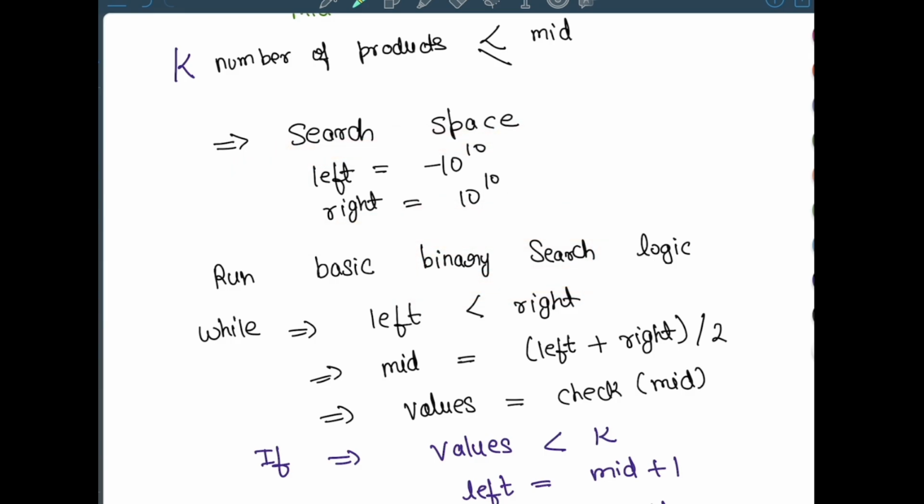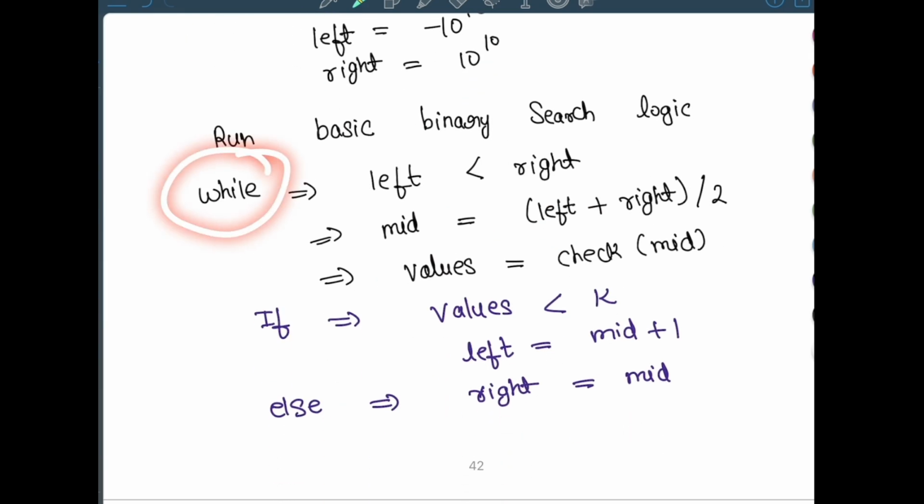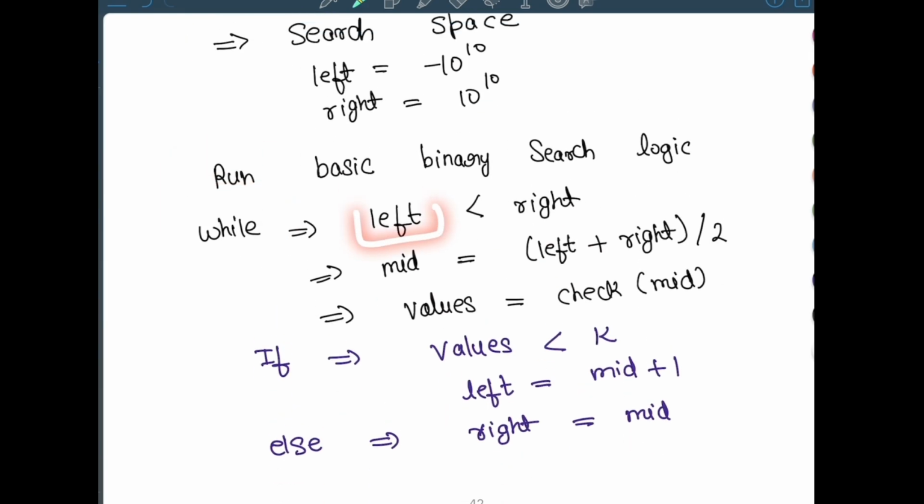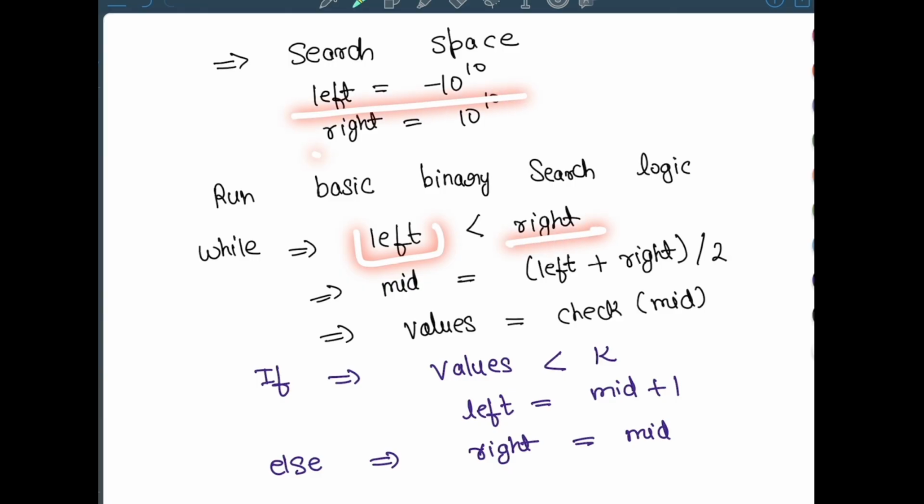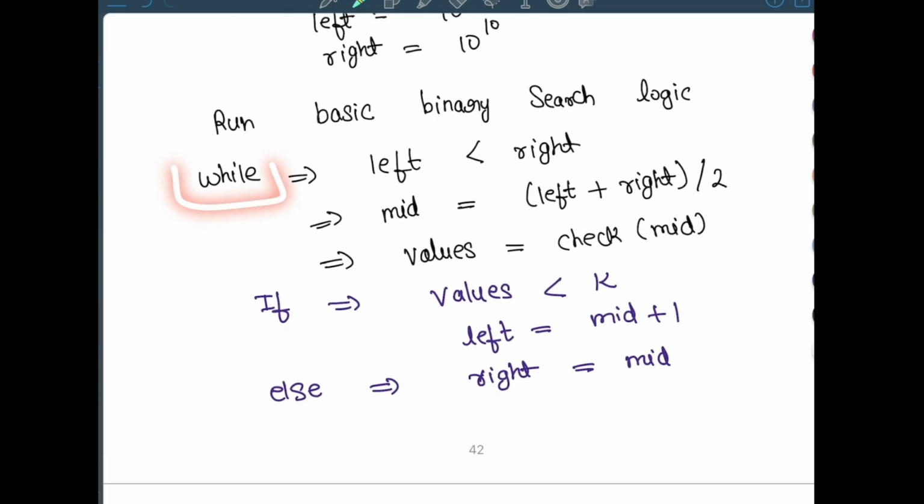The basic logic of binary search is we keep running a loop while the left value, our low value, is less than the right, that is our high value. There is no extra thing which I am trying to tell you. This is a basic binary search logic. You run a loop while the left value is less than the right value, and then you find out the mid value here. The mid value is left plus right divided by 2. Again, that's basic binary search.